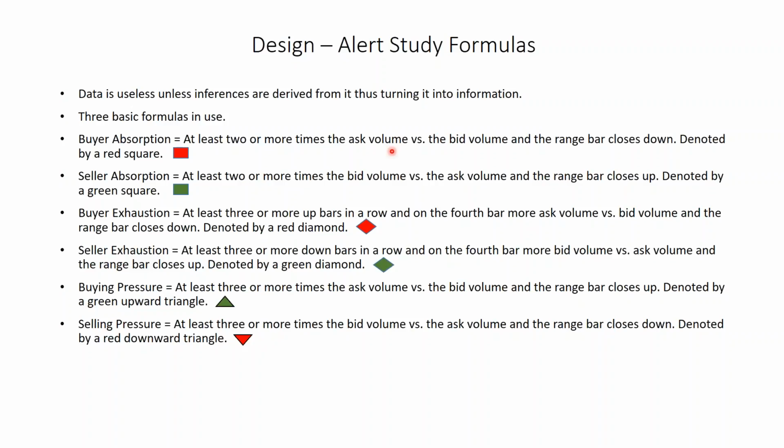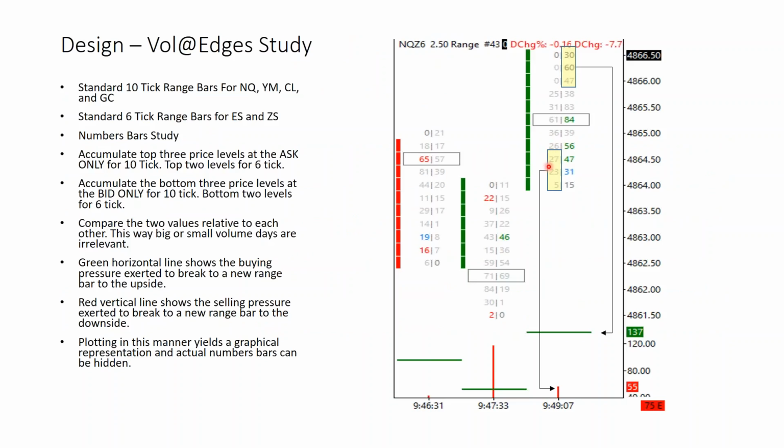So if it closes down, I just call that absorption. The opposite of that is seller absorption, and that's just the same thing. If you have on the bottom of your bar 2 or more times the accumulated contracts down here than you do up here, and the bar closes green, well then all those sellers that were selling down here are trapped. They were trying to push that bar down to the downside, and for whatever reason, buyers came in and accepted all those sell orders.